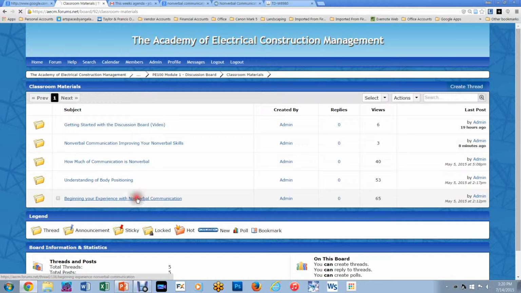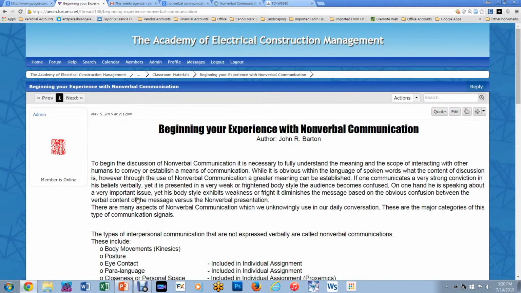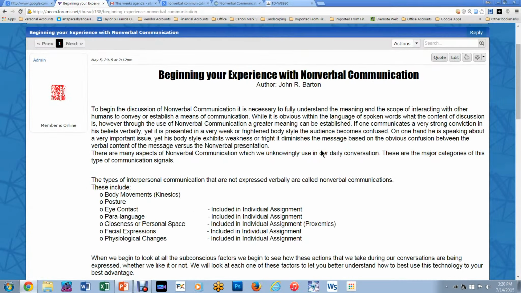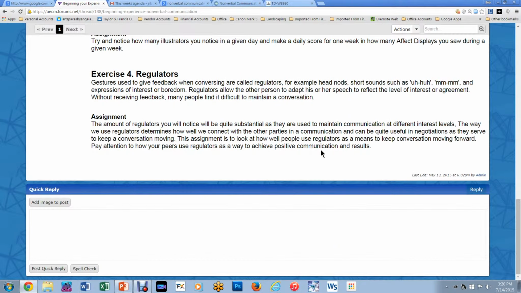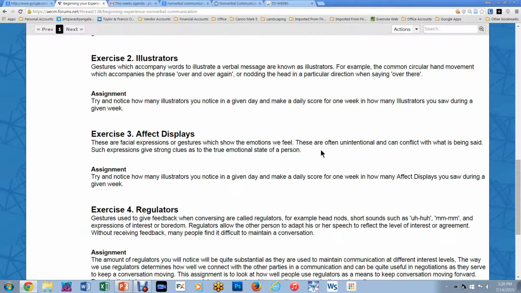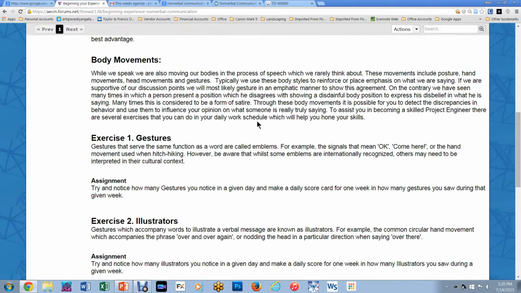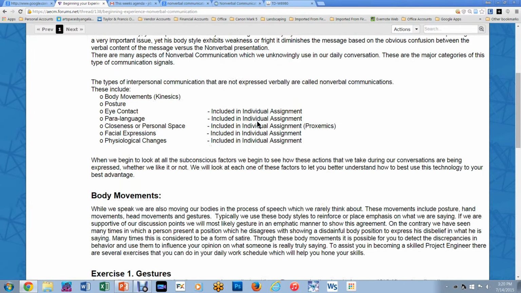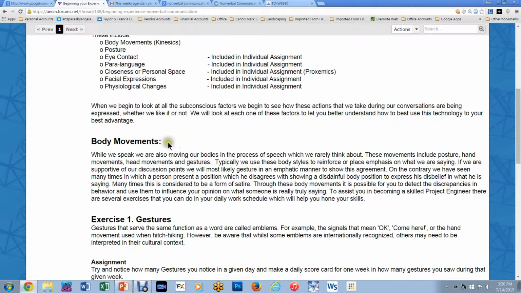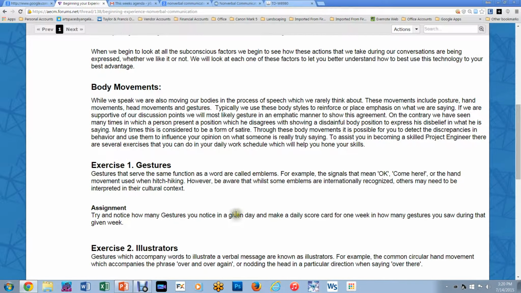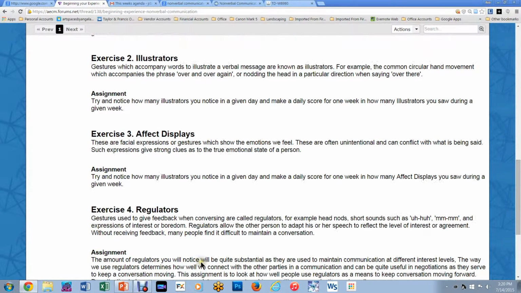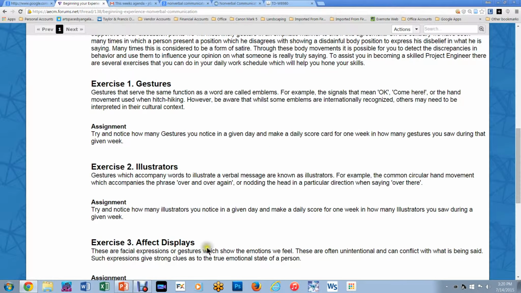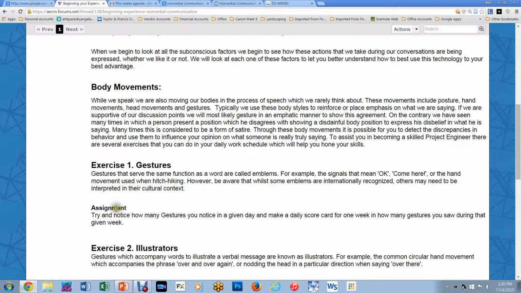And then beginning your experience with nonverbal communication. In this article here, and I wrote this one, I'm basically trying to show you what it is, all these different types of things that we see every day in the forms of body language, like body movements, gestures, illustrators, affect displays, regulators.